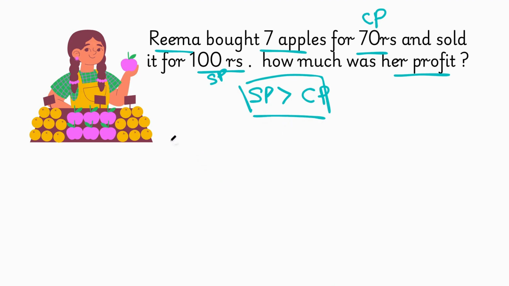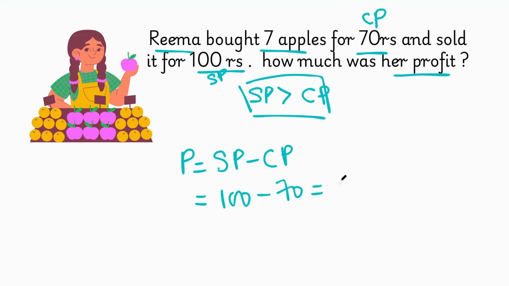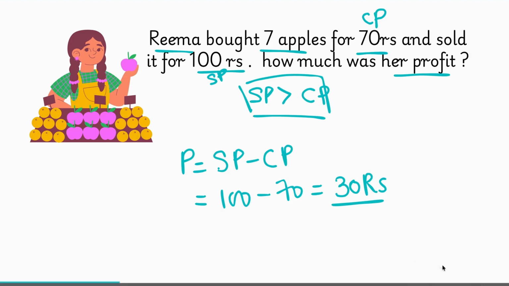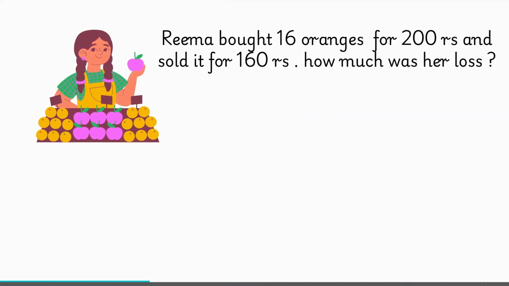So we will write the formula for profit, which is profit equals selling price minus cost price. Let's add the values. Selling price here is 100 rupees and cost price is 70, which gives us an answer of 30 rupees. That means she gained a profit of 30 rupees. Easy, simple, right? Let's see another example.